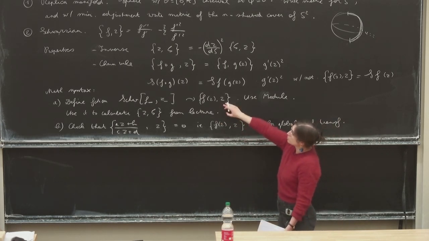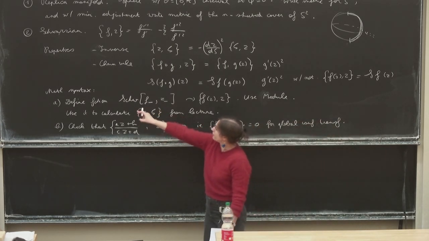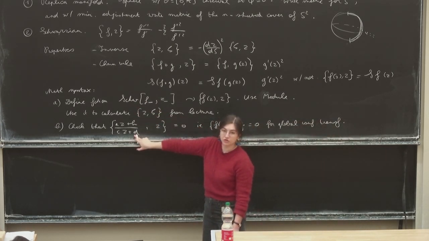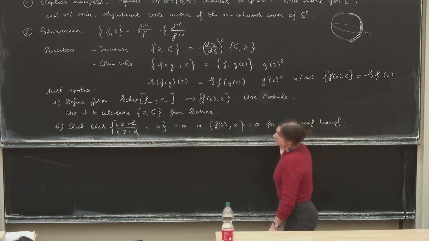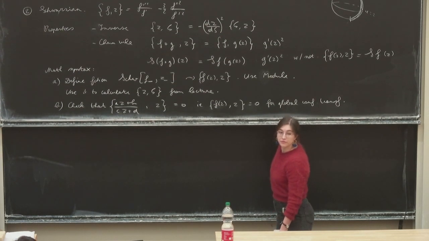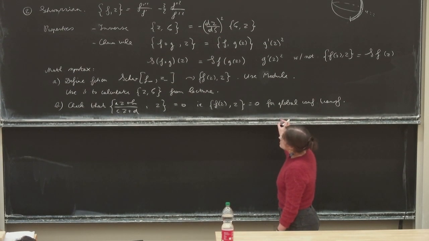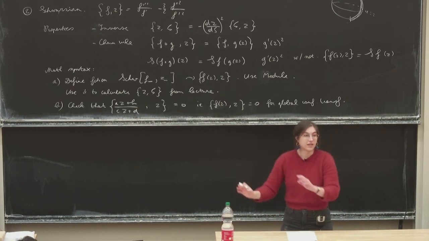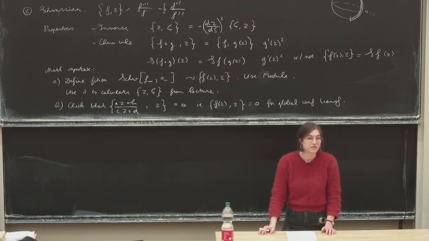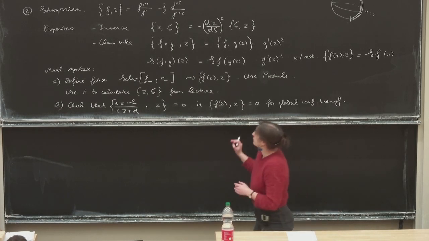So once you've written your module, you can apply it to any function of this form, az plus b over cz plus d, and you will find that it's 0. So what that means is that in the stress tensor transformation rule, under global conformal transformation, that second part will not be there. This anomalous Schwarzian transformation part will not be there.